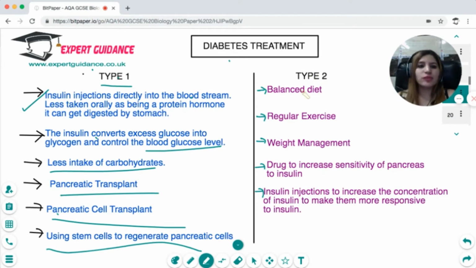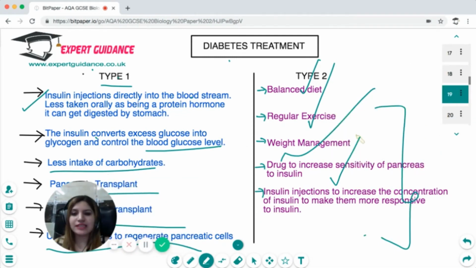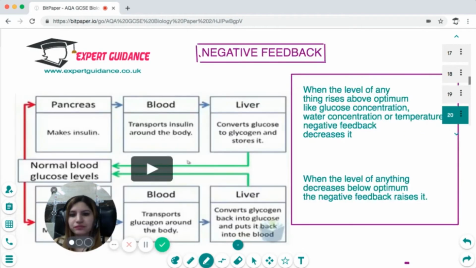For type 2, balanced diet, regular exercise, weight management, taking drugs to increase sensitivity of the pancreas to insulin, or taking more insulin injections with the thought that increased concentration might increase responsiveness are the possible management techniques to maintain type 2 diabetes. Okay, so you should know the difference between both the types of diabetes and how we control both of them.